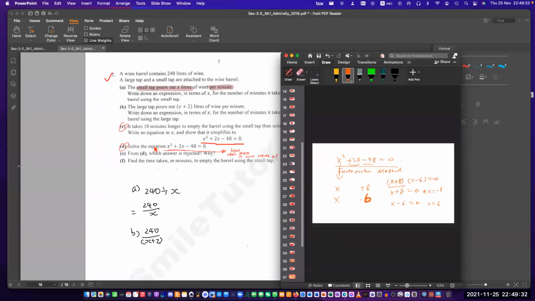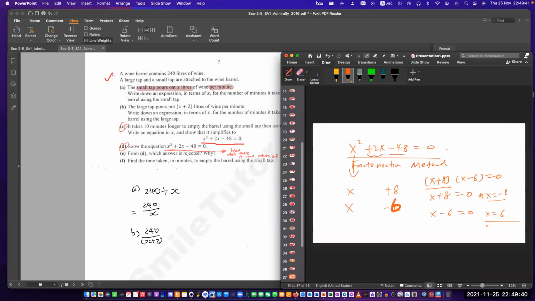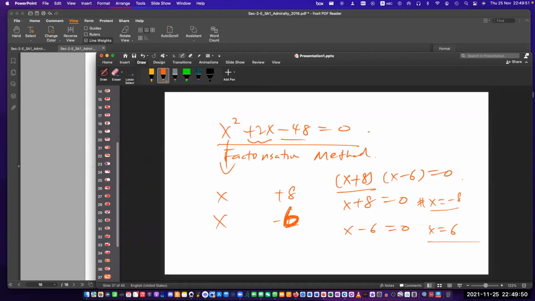Okay, the question says, part D, solve. I solved already. X equals to minus 8 and x equals to 6. And then they say from D, which answer is rejected and why? So when there are 2 values, how do you need to reject? Do you need to reject one of these answers? What do you think? Do we need to reject them? Yes. Why? Then you reject which one?